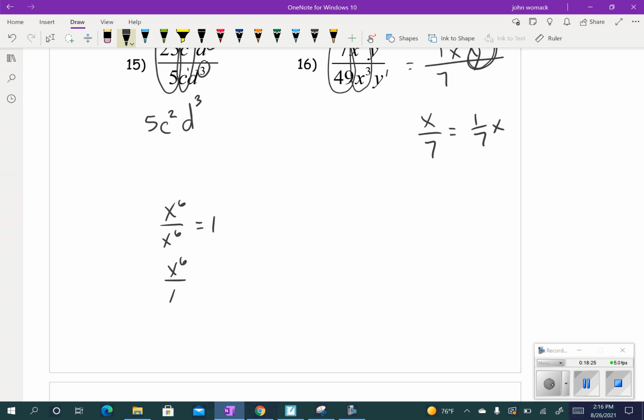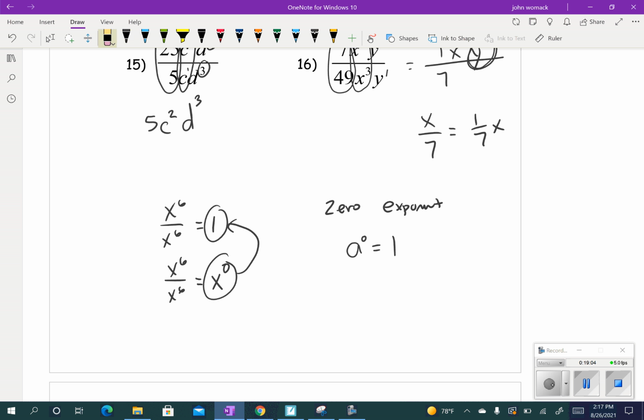But if I take x to the 6 over x to the 6, I could also use my power rule, which would be x to the, and I take the top minus the bottom. 6 minus 6 is 0. Well, what that tells me is that x to the 0 is really just equal to 1, which is kind of what we just talked about. So this is our 0 exponent rule. So you want to put down 0 exponent. Anything to the 0 power is equal to 1. So no matter what I do, if I raise something to the 0 power, it is equal to 1.